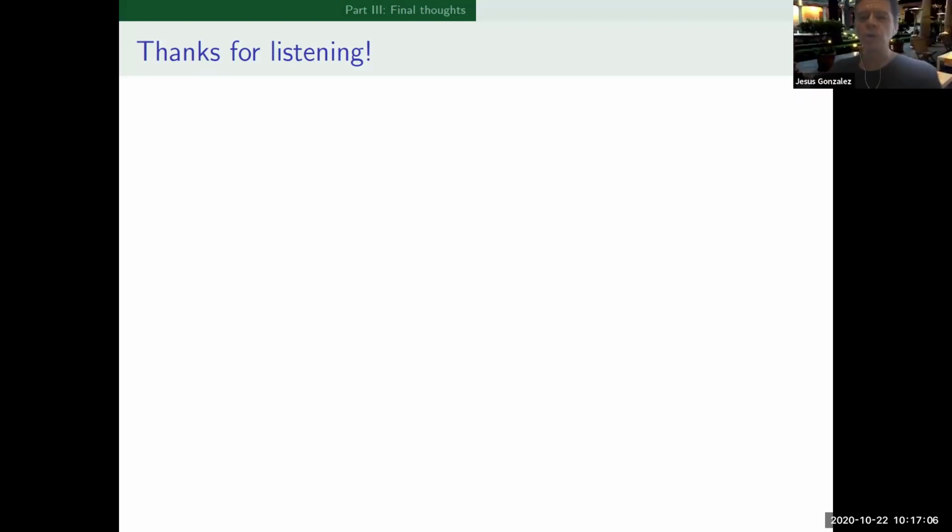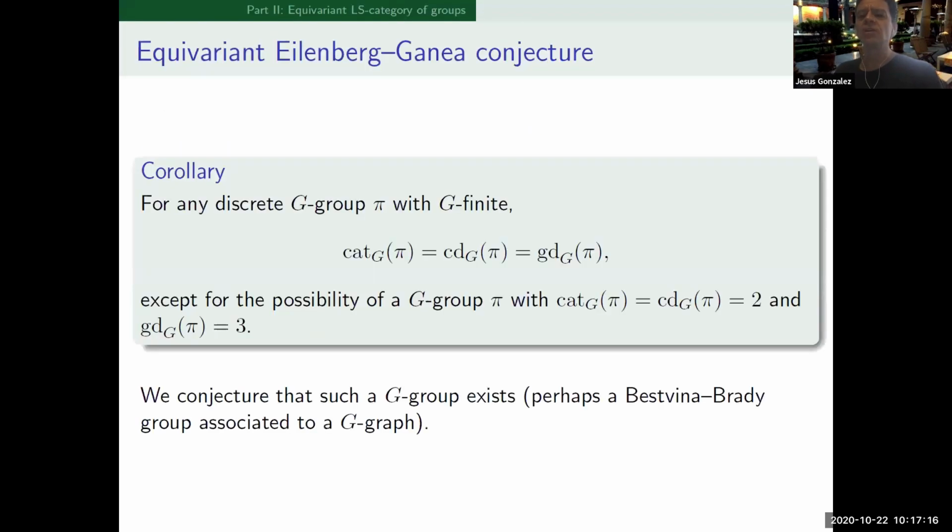I have one question. Mark, if you can go back to the last slide in part 2 of your talk, you have this nice corollary that seems to be related to the non-equivariant situation of the Ganea Eilenberg conjecture. I wonder if this version of your corollary is related to that, and if you would have some kind of relation to the equivariant version of the Whitehead conjecture.